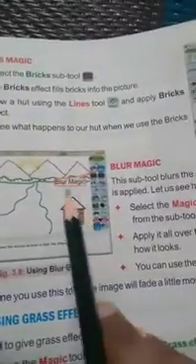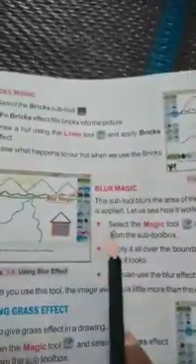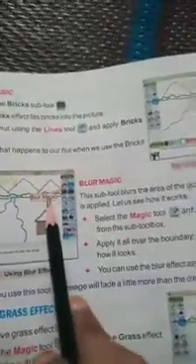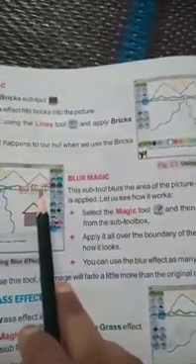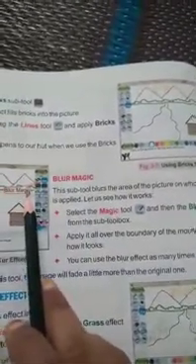First select the magic tool, then the blur effect from the subtool box. Apply it all over the boundaries of the mountains and see how it looks.